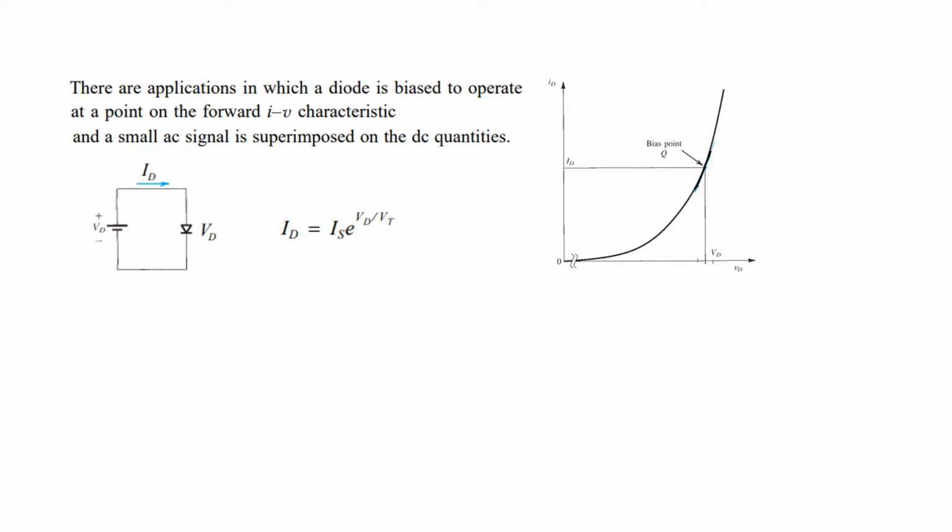And as we have seen in the previous video, the diode current, DC current, ID is given by IS, the saturation current or reverse saturation current, multiplied by e raised to the power VD over VT. Now VD is the diode voltage and VT is the voltage due to temperature, which is assumed to be constant 25 millivolt, or in some books it is called 26 millivolt.